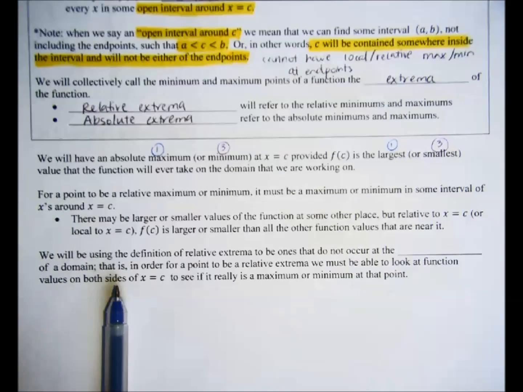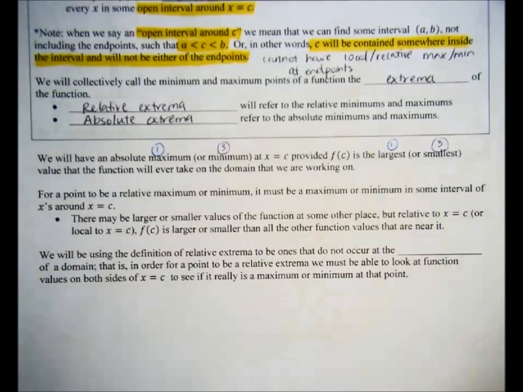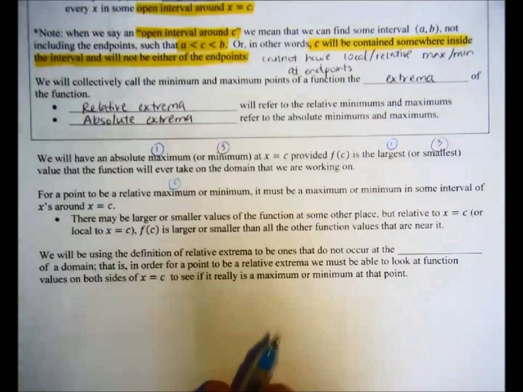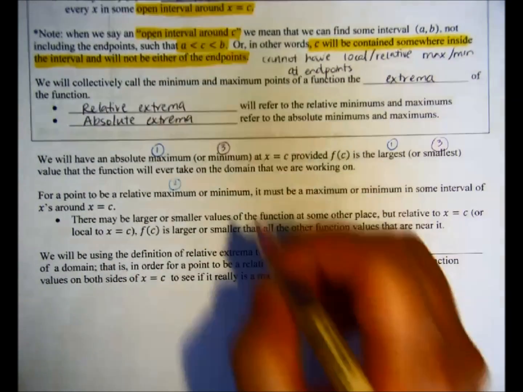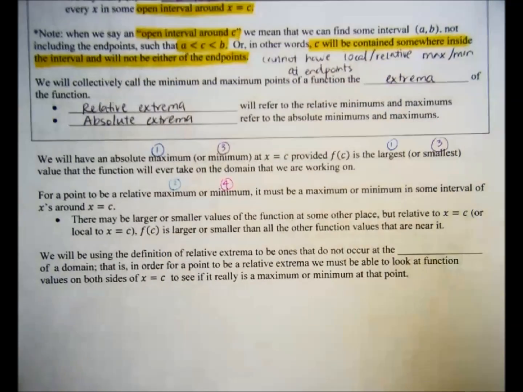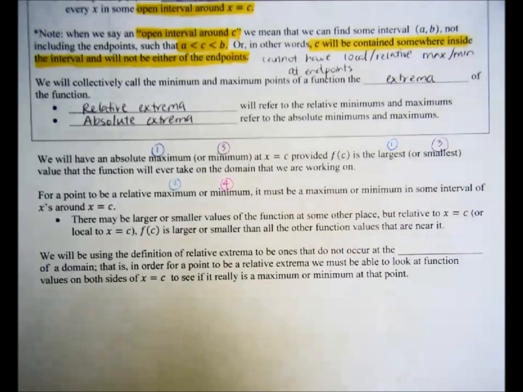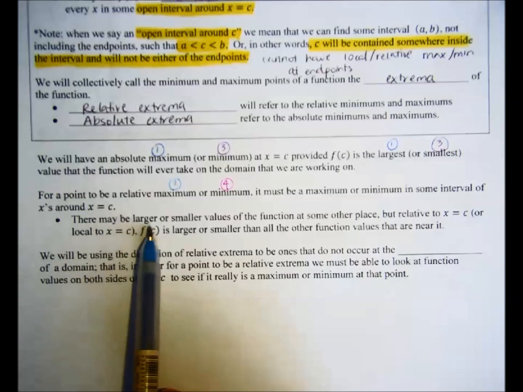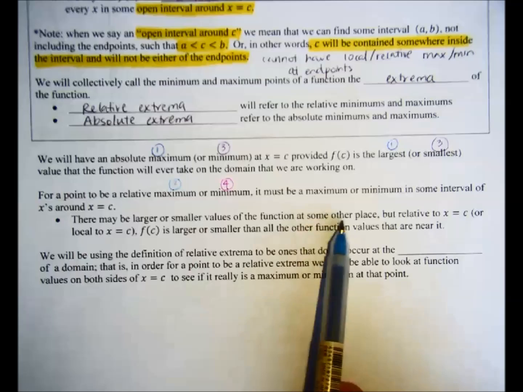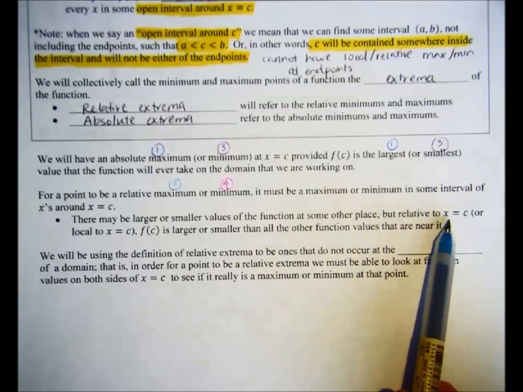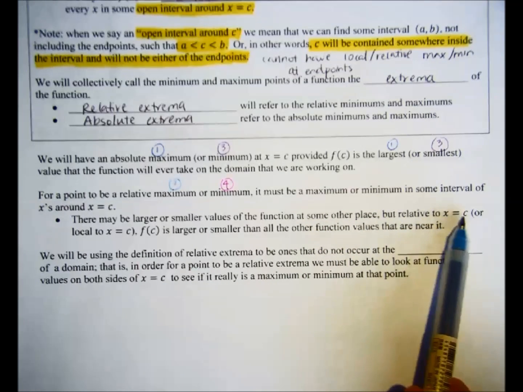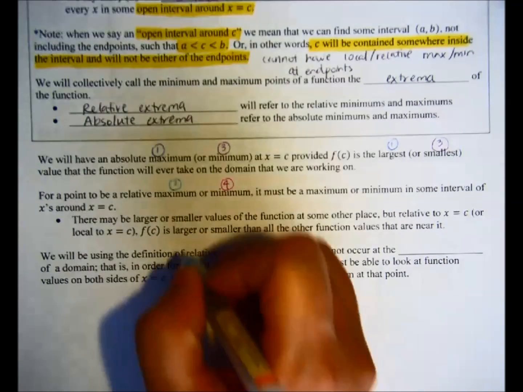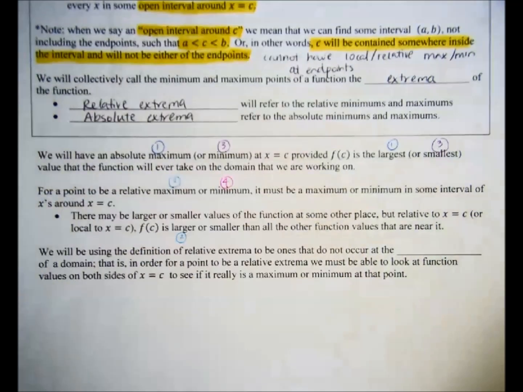Okay, for a point to be a relative maximum or minimum, it has to be a max or min in some interval of x's around x equals c. So there could be larger or smaller values of a function at some other place along the function, but close to or local to x equals c, f of c is larger or smaller than all of the other function values that are near it.